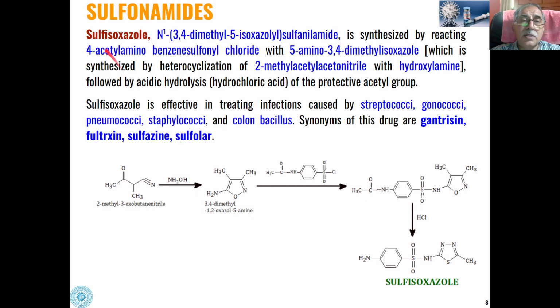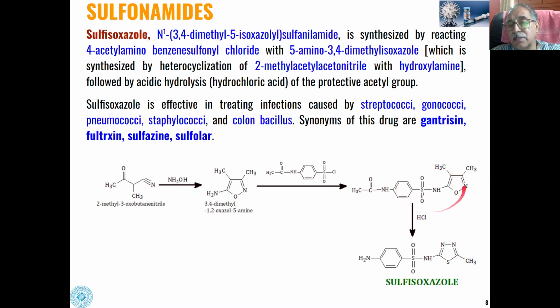The next is sulfisoxazole. Sulfisoxazole is again a similar type of sulfonamide derivative, and this can be synthesized from 4-acetylaminobenzenesulfonyl chloride on reaction with 1,2-oxazol-5-amine. So when this is reacted with this, in the same way, H from here, Cl from here, a sulfur-nitrogen bond will be formed.